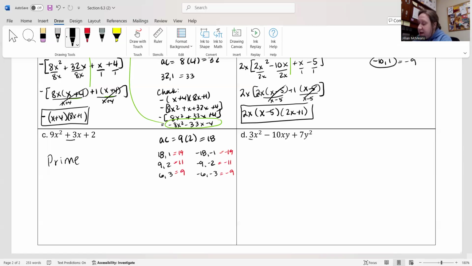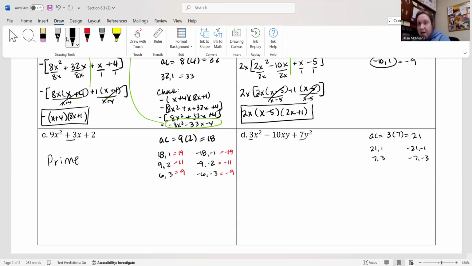So we're still going to do the AC method. So we look at a times c, which is 3 times 7, or 21. Now we have positive 21. That means we need positive factors or negative factors. So we could have 21 and 1, negative 21, negative 1. We could have, let's see, 7 and 3, or negative 7 and negative 3.